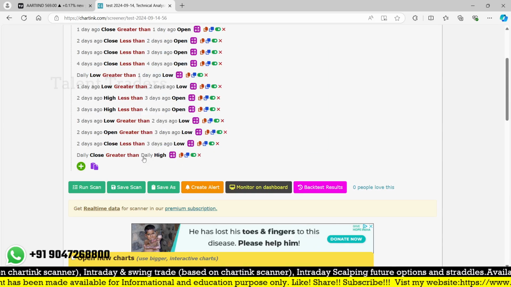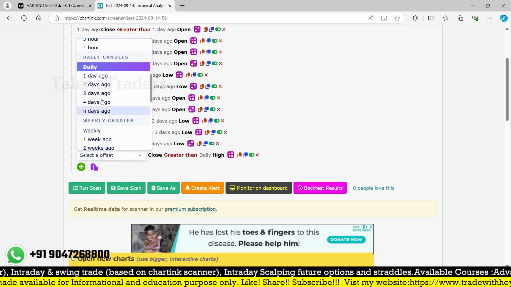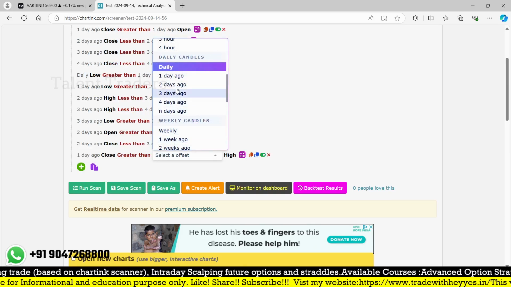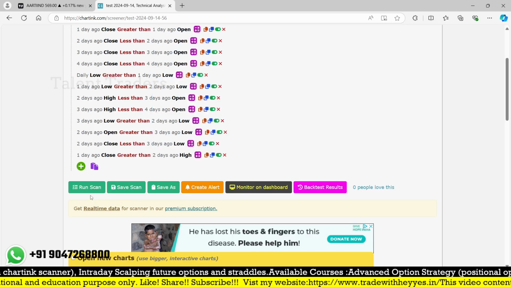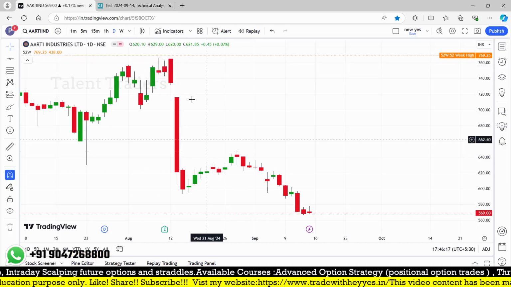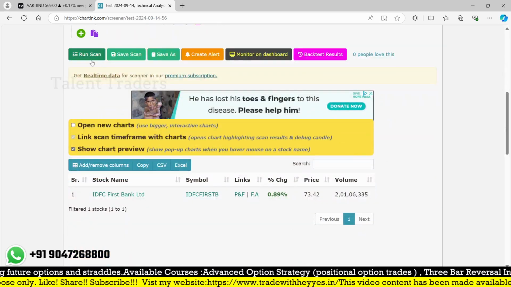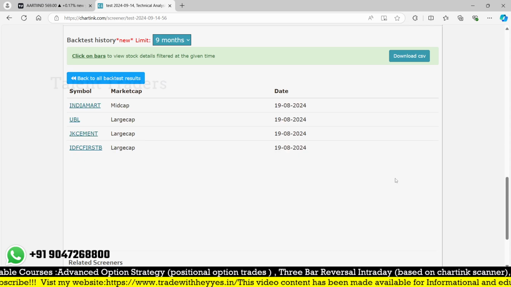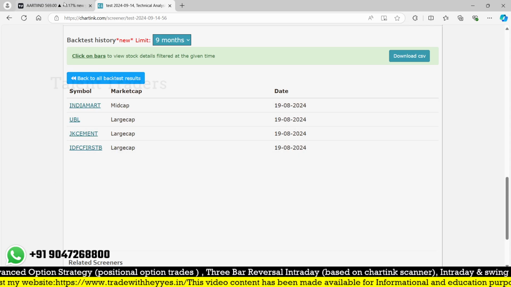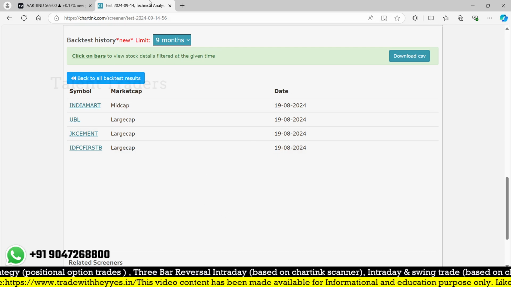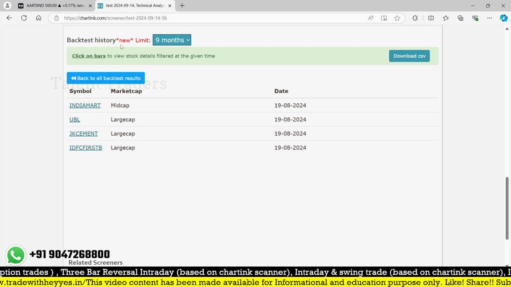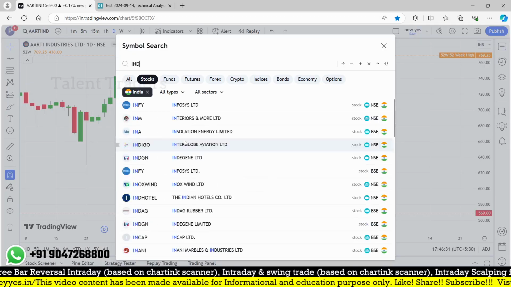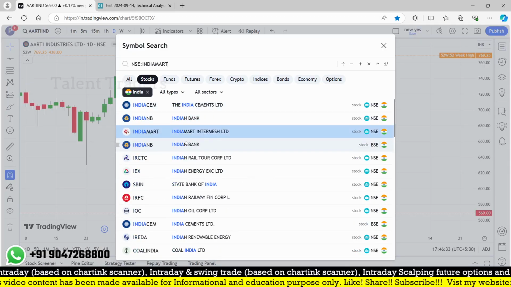Exactly, I'm just deriving the stock. So this is minus one, and it should be minus two. That's the third day. If you take that, maybe Aarti Industries would not be in the backtest result. Yeah, you can see Aarti Industries on the same date is not available, but IDFC Bank is available, JK Cement, India Mart. So let me try India Mart.